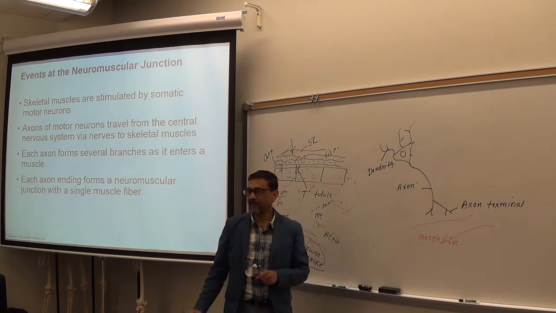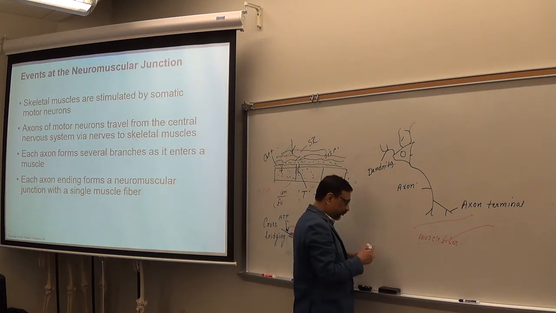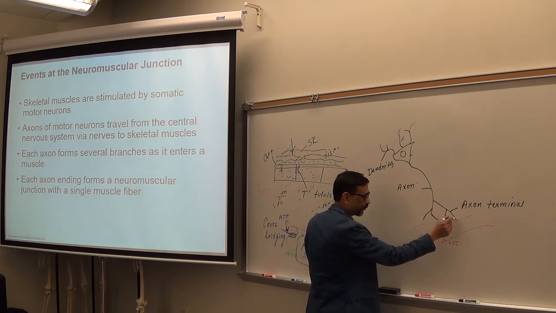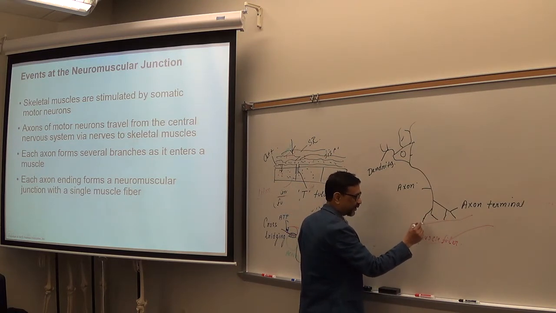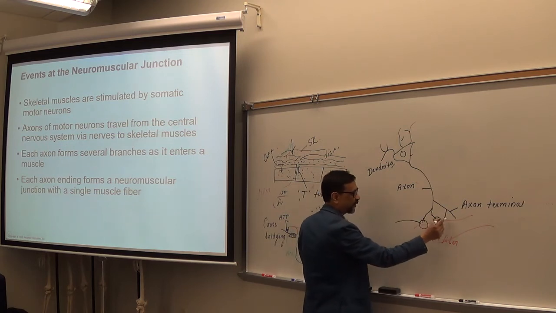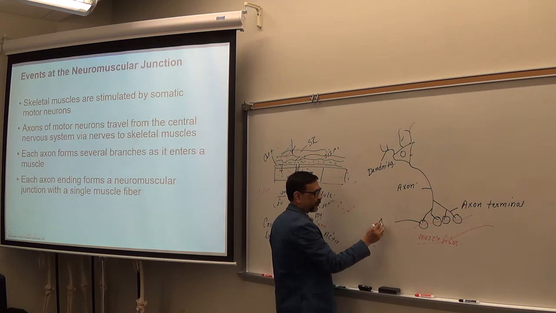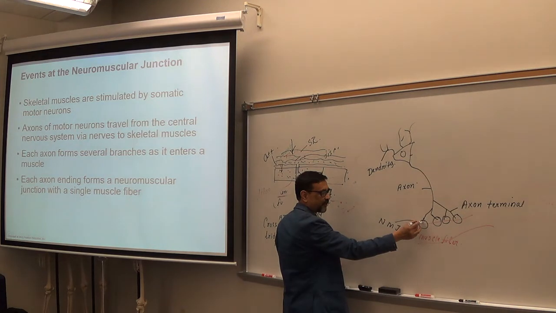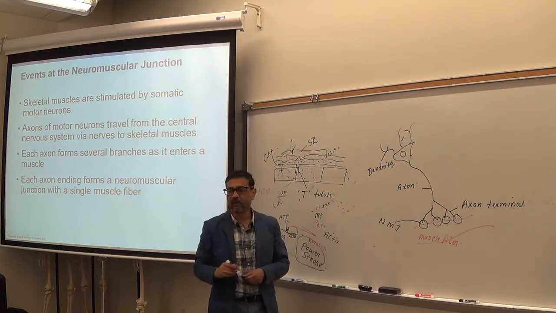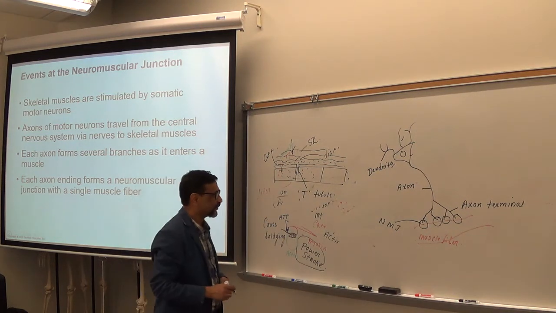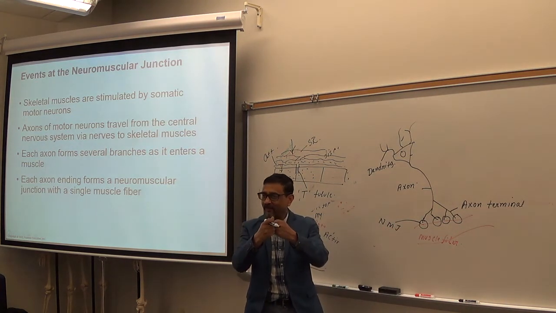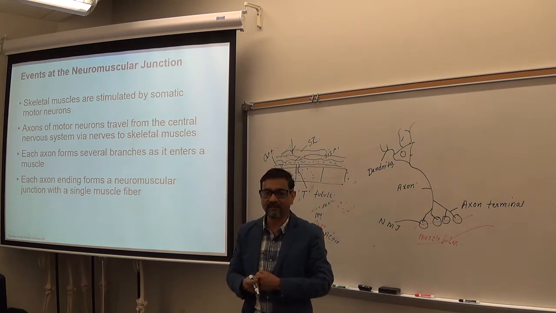Is it clear? So, you see here, this is the neuromuscular junction, where the axon terminal and muscle fiber meet. Do they actually touch? It's a good question. You see, I didn't touch, right? So there is always a gap there. That is called the synaptic cleft.